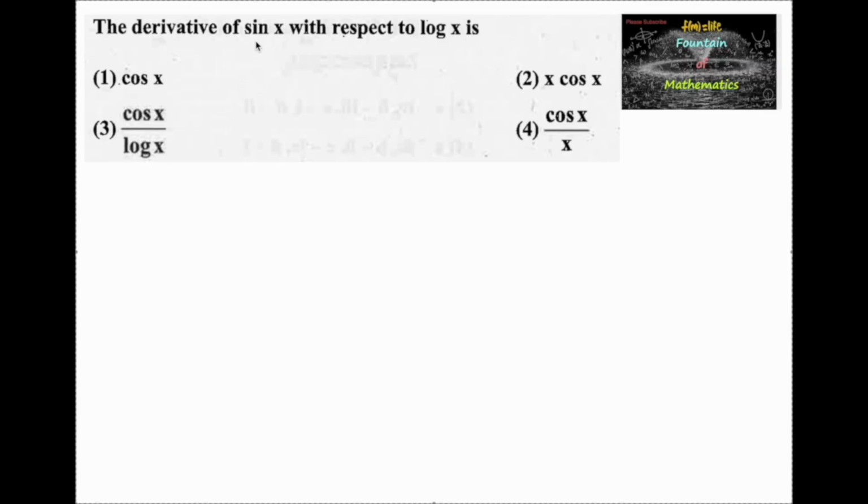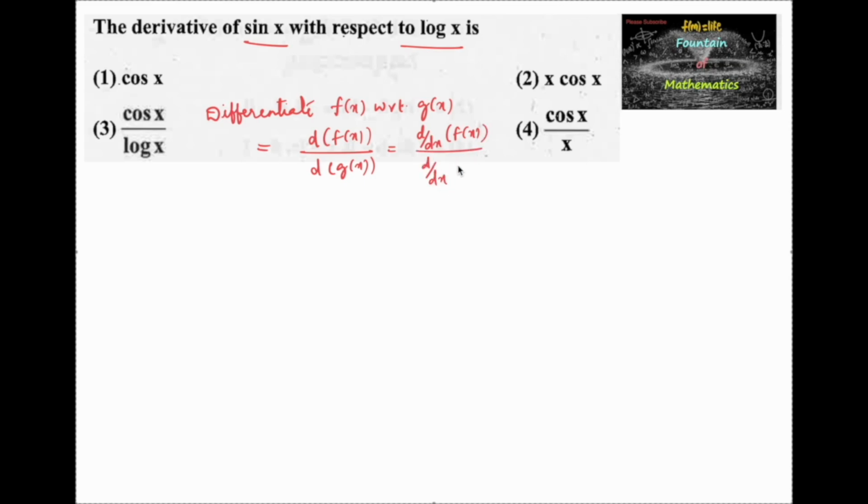We need to find the derivative of sin x with respect to log x. So we know the differentiate y with respect to x, or we can say differentiate f of x with respect to g of x can be taken as d of f of x by d of g of x, and which can also be written as d by dx of f of x divided by d by dx of g of x.